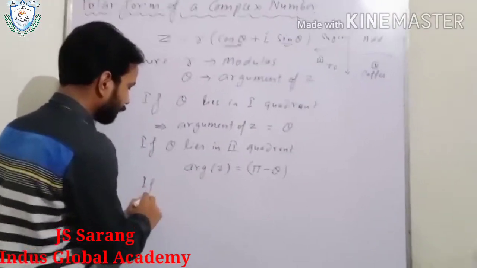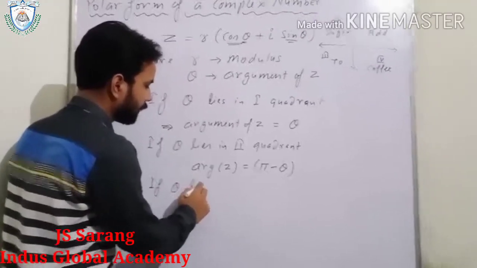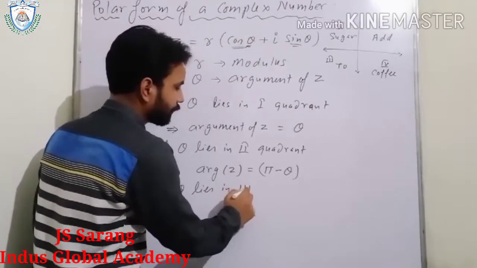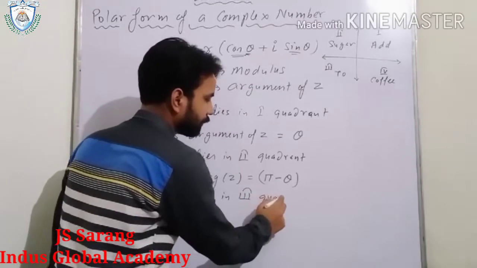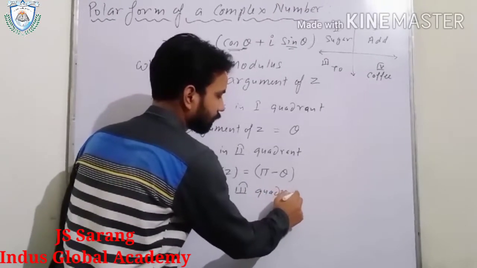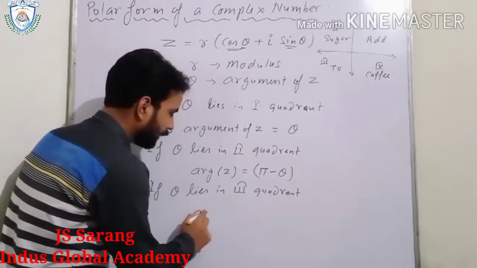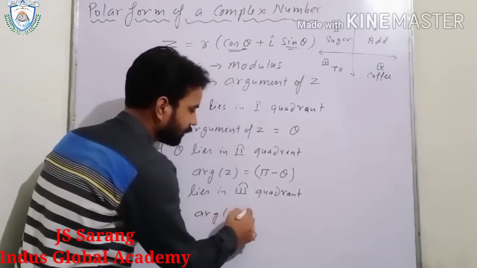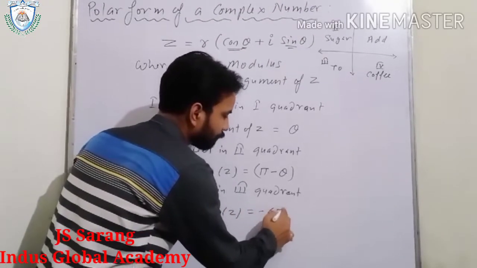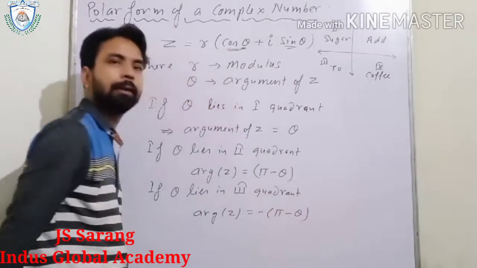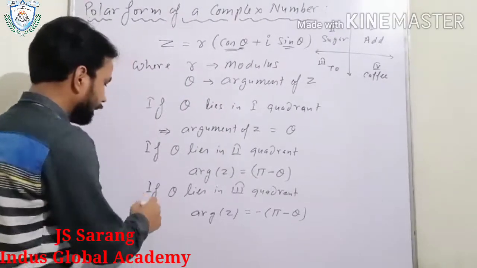If theta lies in the third quadrant, then the argument of z will be minus pi minus theta. Clear?